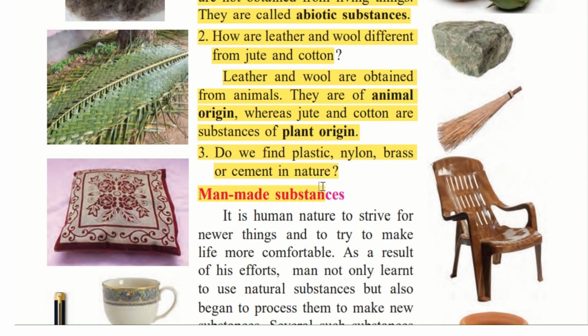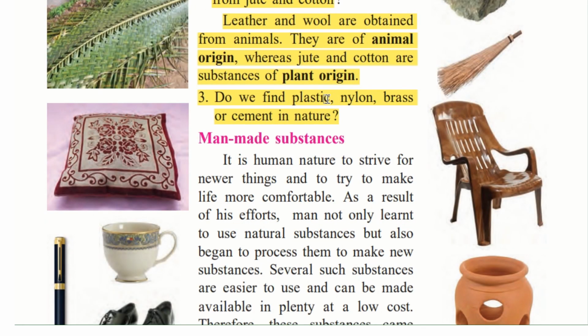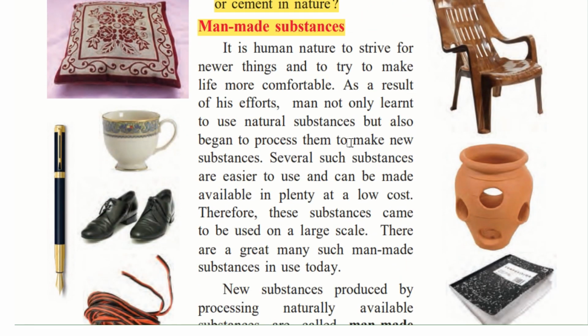Now, let's reflect on this third question. Do we find plastic, nylon, brass, or cement in nature? No, we do not get them directly from nature, but we have to process them in such a way that we can change them into these products. Now, man made substances. There are certain substances which we do not get from nature, but man has to make changes to certain substances and create a new thing.